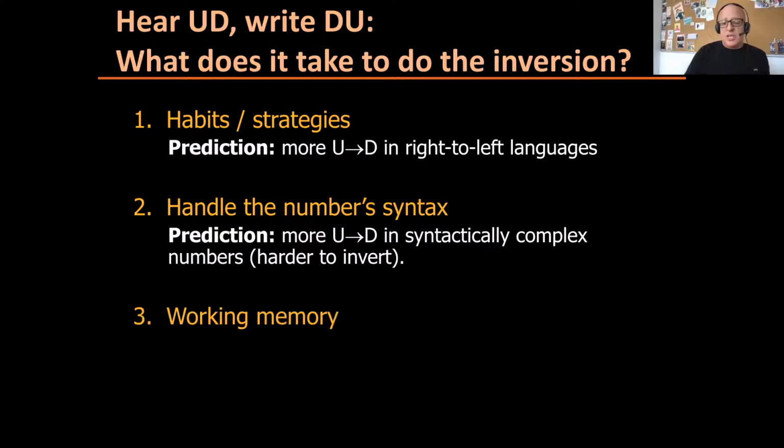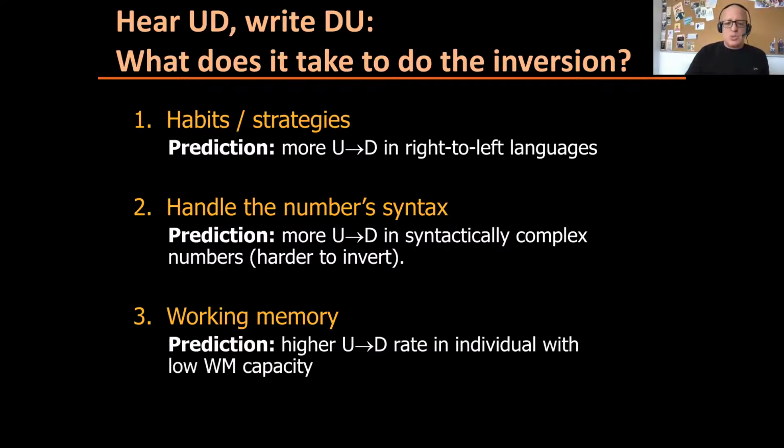And the third possibility is working memory, that this operation of inverting the 2 digits relative to what you hear requires some working memory resources. And if this is true, we should expect more UD writing, again, failure to apply the inversions, if the person has lower working memory capacity. And we basically set to examine these 3 hypotheses.